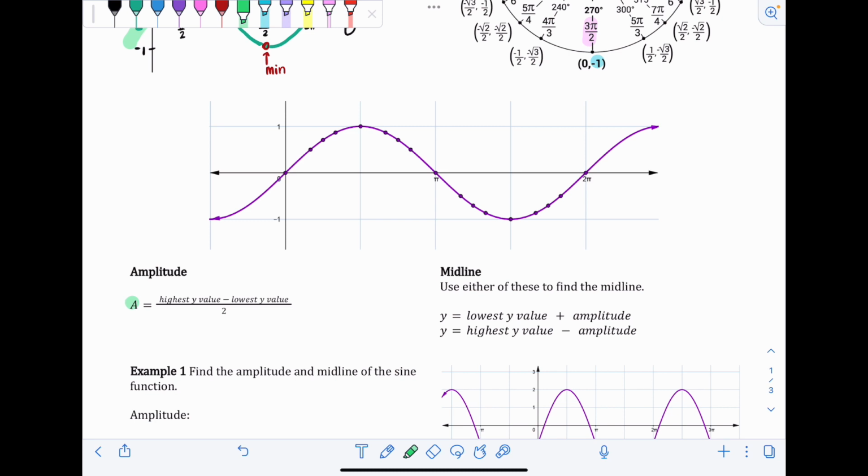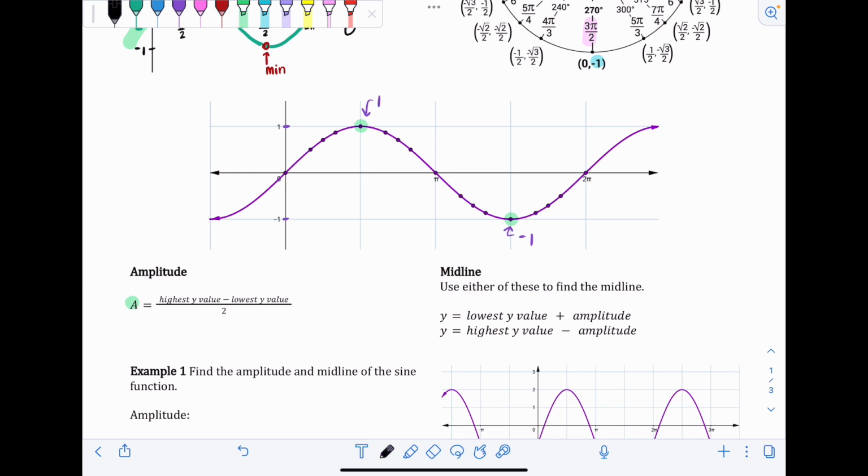So I'm just going to show from this graph how we would find it. The highest y value is right here. The lowest y value is right there. It's the highest point and the lowest point on the graph. So this is at 1 as the y coordinate. You see 1 right here. This is at -1 right here for the lowest point.